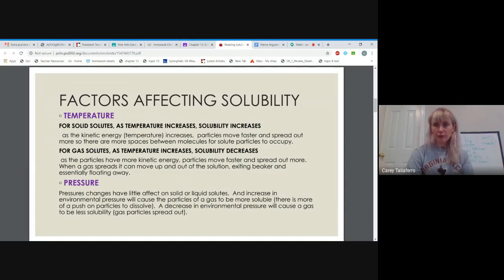All right, so that's dealing with temperature. The warmer the temperature, the greater the solubility for solids. The warmer the temperature, the lower the solubility for gases.